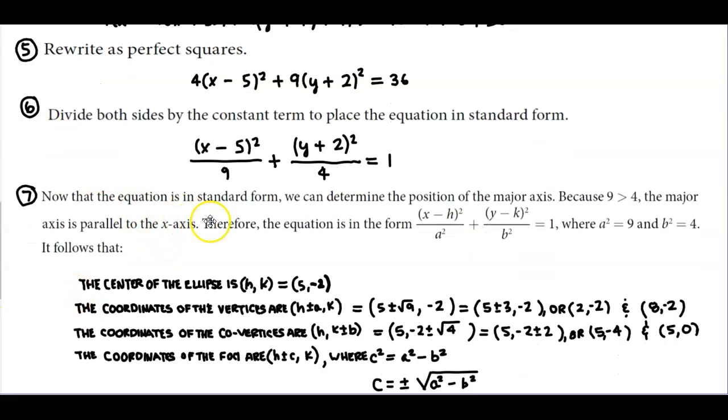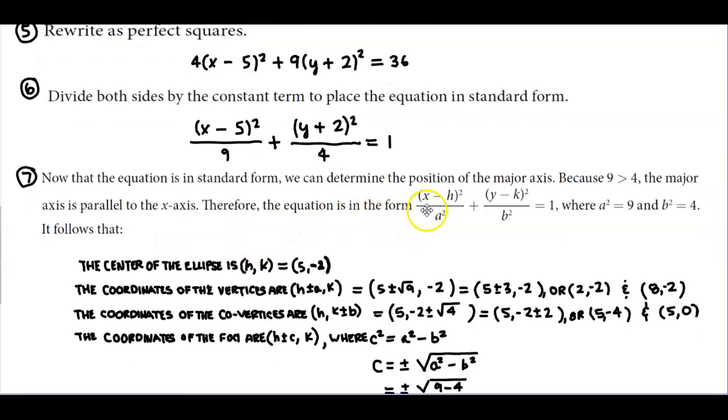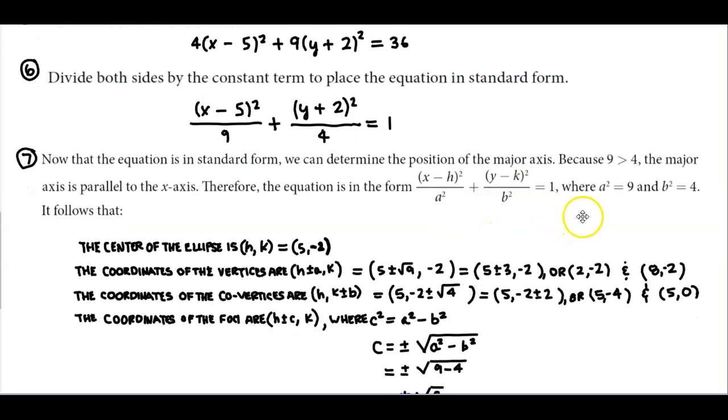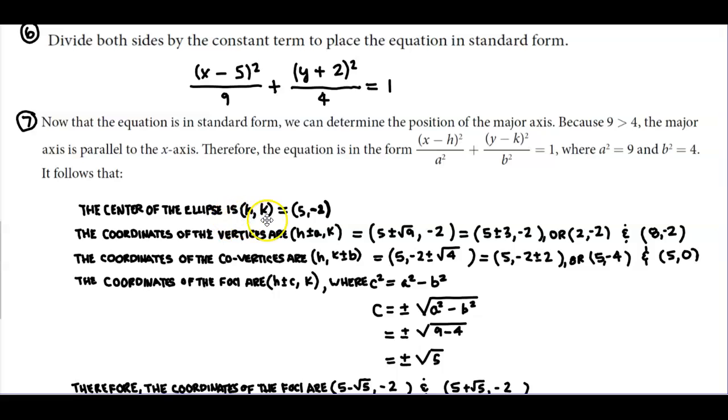In step 7, now that the equation is in standard form, we can determine the position of the major axis. Because 9 is greater than 4, the major axis is parallel to the x-axis. Therefore the equation is in the form (x − h)² over a² plus (y − k)² over b² is equal to 1, where a² is equal to 9 and b² is equal to 4. So the center of the ellipse is at (h, k), which is at (5, −2). The coordinates of the vertices are (h ± a, k), which is 5 ± the square root of 9, −2, which becomes 5 ± 3, −2, or (2, −2) and (8, −2).